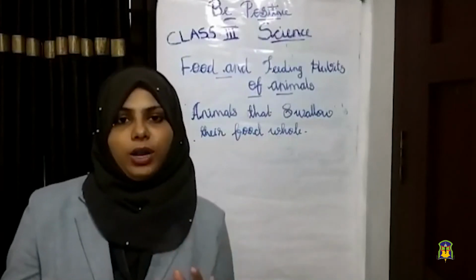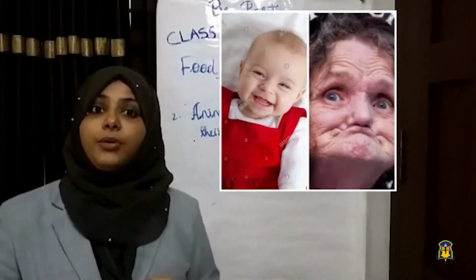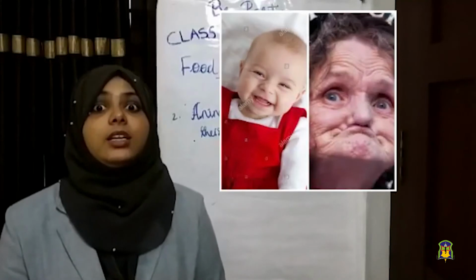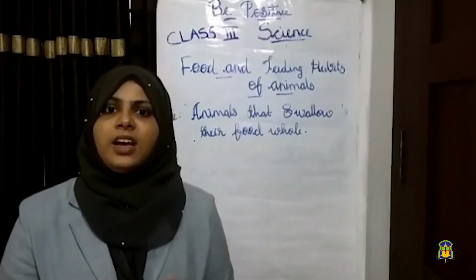Animals like rabbit, squirrel eat with the help of sharp front teeth. Such type of animals are called gnawers. They are also called rodents, isn't it?